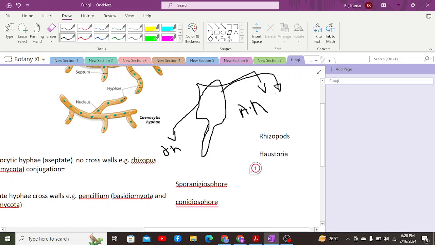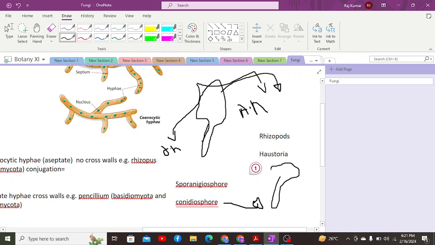These spores are asexual cells which are motile, and when the sporangia bursts out, they grow into a new fungus. Conidiospores basically have a similar structure as sporangiospore.